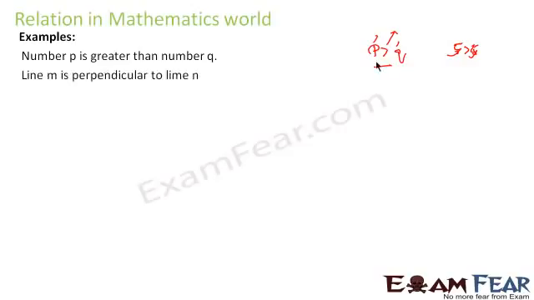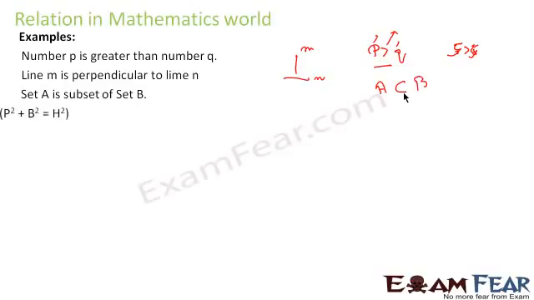Similarly, when we say line m is perpendicular to line n, there are two lines and they are perpendicular. Here also there are two identities involved, line m and line n, and there is a property: both the lines are perpendicular. So this is also an example of relation. When we say A is a subset of B, this is set A and this is a bigger set B. Here also there are two elements involved, A and B, and there is a pattern. The pattern is that A is a subset of B.